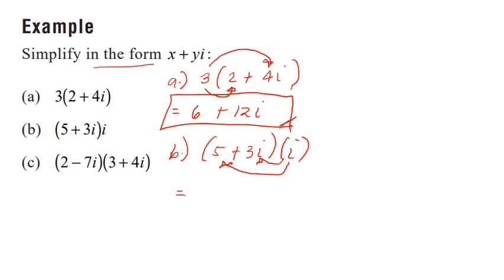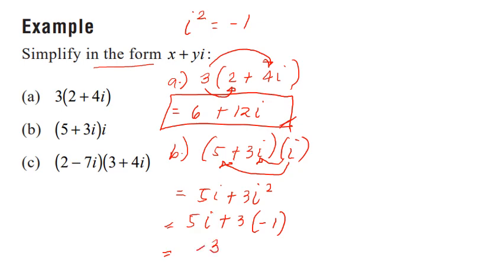So you will have 5i plus 3i squared. Take note, i squared is equal to -1. So you will have 5i plus 3 times -1. We have to put it in the form x plus yi, so you will have -3 plus 5i. This is now our final answer.